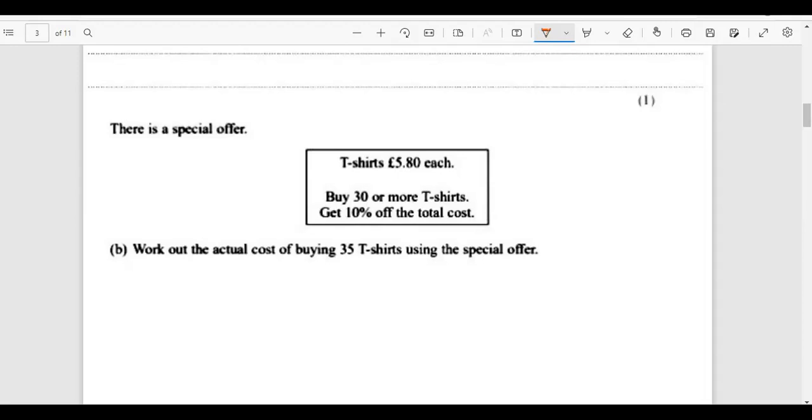So don't you do £5.80 times 35, which equals 153, and then you have to take away 15.3 of that, so it's 153 minus 15.3. £137.70 is the actual cost?